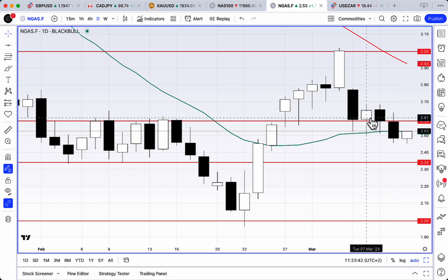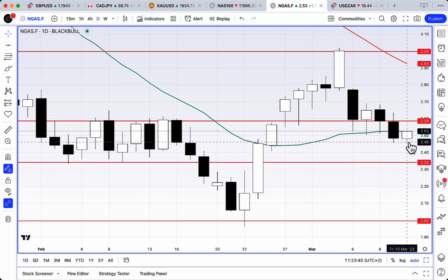beneath that level, but we found some support at around $2.50 and it's still holding support. So I have not added to my short portion of the hedge just yet. I'll be waiting to see what happens today. It's Friday, waiting to see what happens with today's close before the weekend, before deciding what to do.